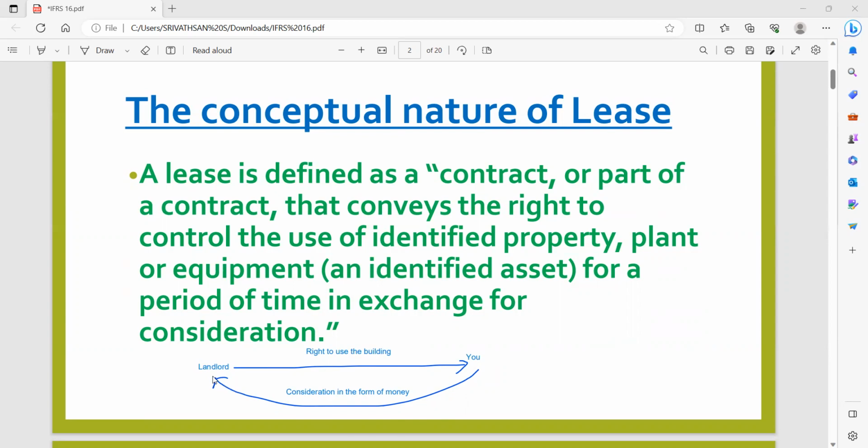Here the landlord remains the owner of the building, but the landlord will give you the right to use the building for conducting your business, and in return you have to pay him some consideration in the form of money. So let's say that the landlord has given you the right to use the building for the next 5 years. So you need to pay consideration for the next 5 years. That is, you can agree with the landlord to pay let's say 5,000 at the beginning of every month, or 5,000 at the end of every month for the next 5 years. So this is how the lease system works.